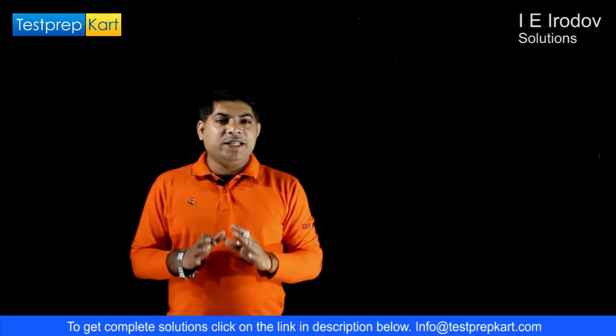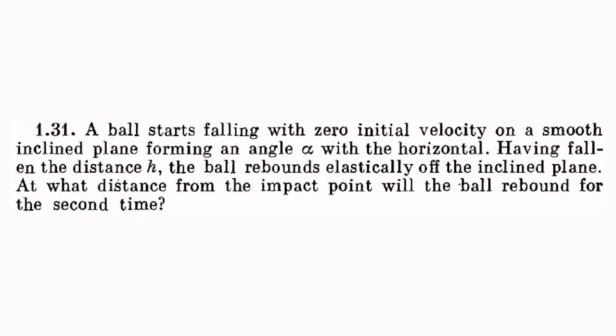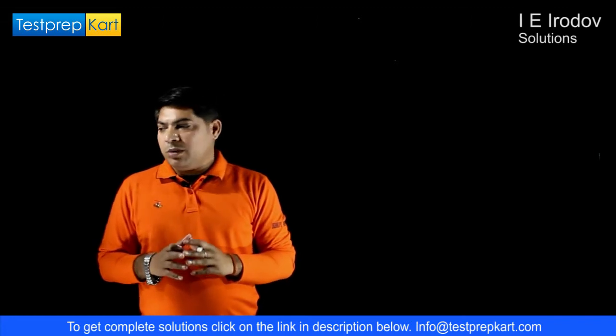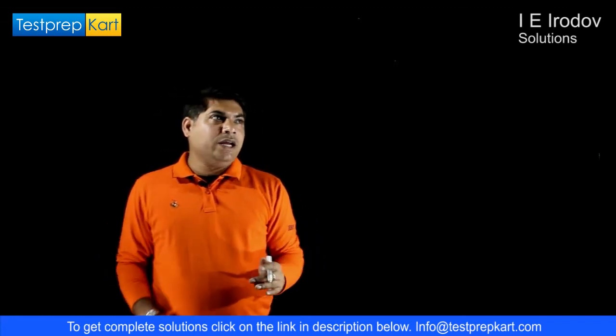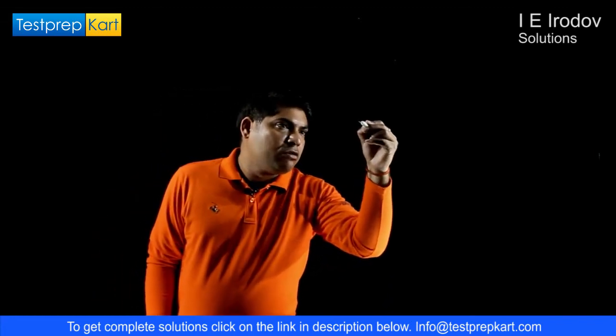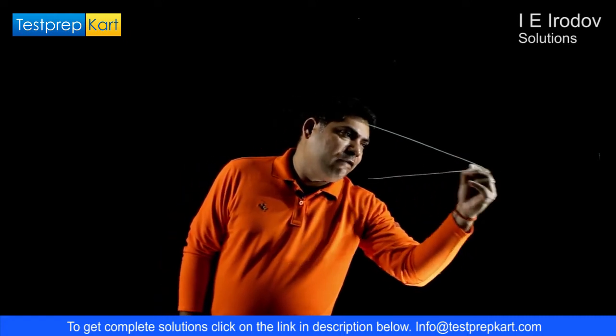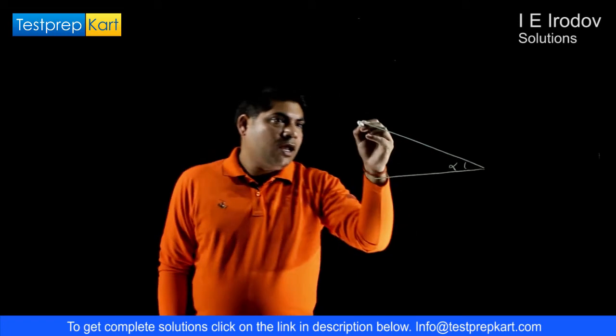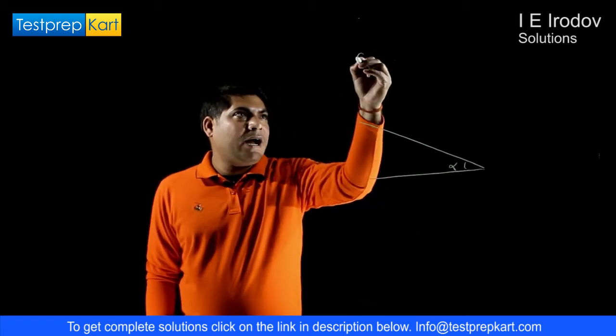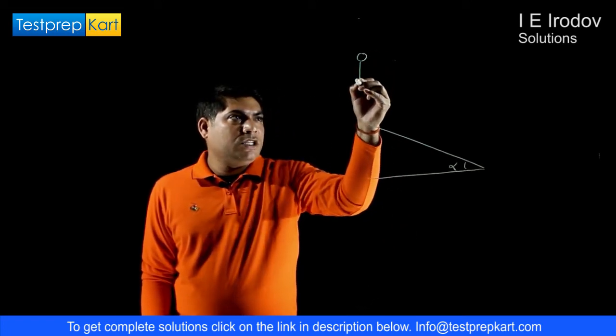Problem number 1.31. In this problem, a ball starts falling on an inclined plane which is making angle alpha with the horizontal, and this ball is falling from height h on this plane.